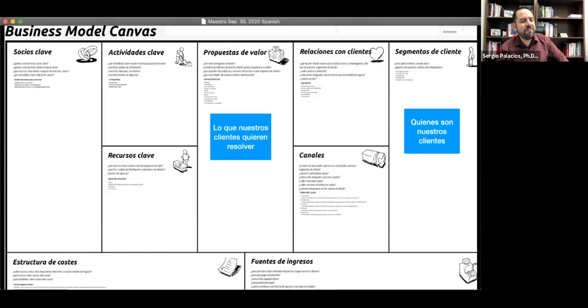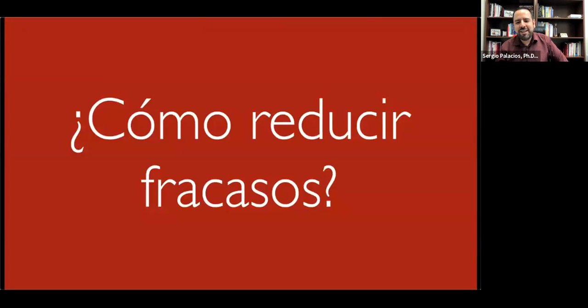La idea es que creamos lo que creamos nosotros, nuestros clientes van a tener la razón y vamos a tratar de reducir los fracasos de ustedes. ¿Cómo reducir fracasos?